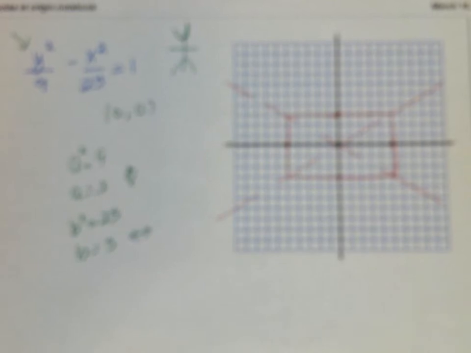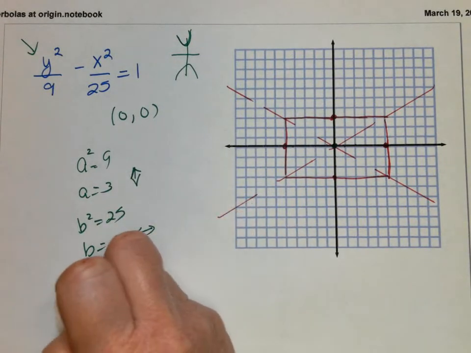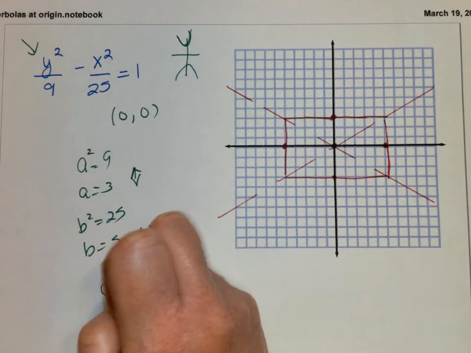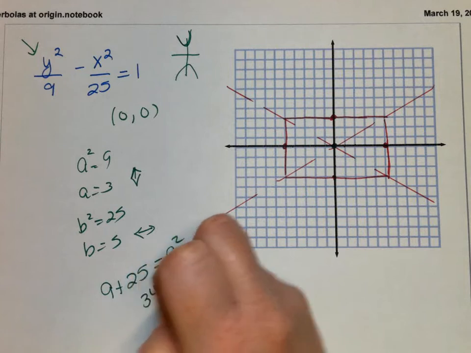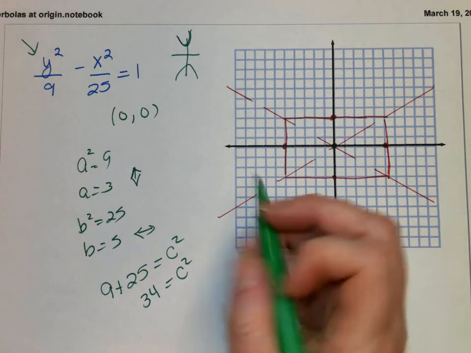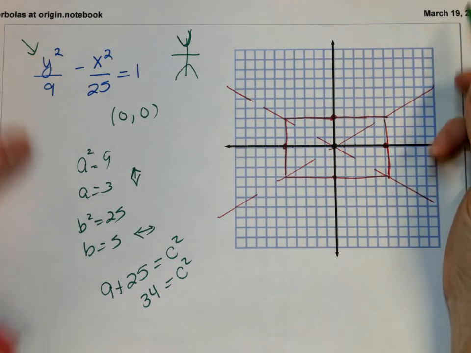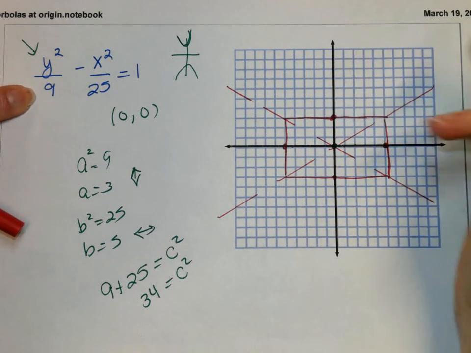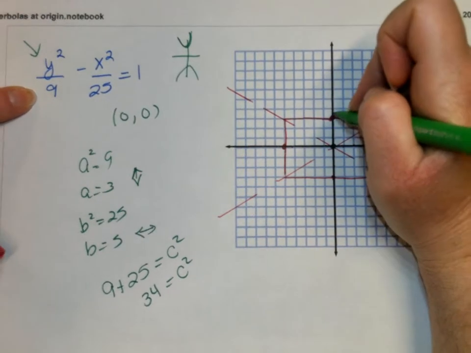I need to find my c. Well, I'm going to take 9, and I'm going to add 25. That's what c squared is equal to, so that's 34, which is really close to 6, because 36 would be 6. So I went, let's see, a went up and down, so c is going to go up and down, so I'm going to go almost to 6.